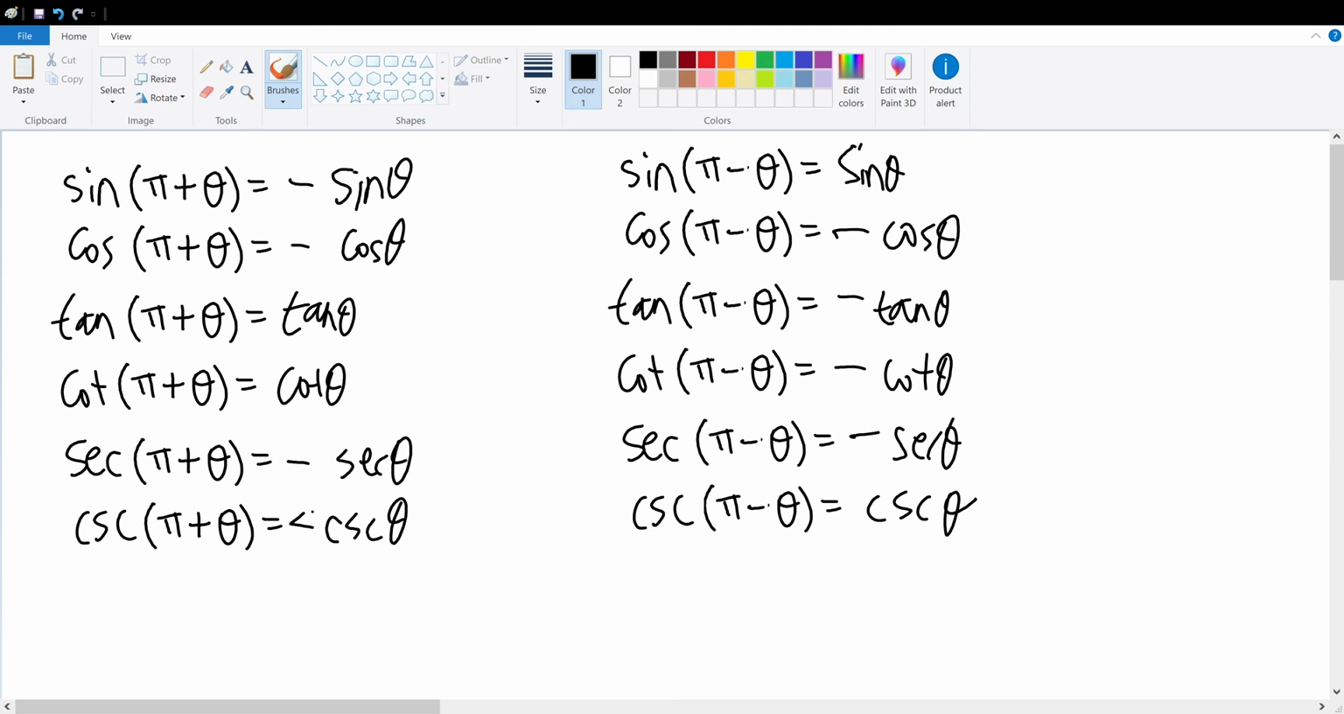And notice that for each of the respective trig of pi plus or minus theta, whether the resulting trigonometric function is positive or negative depends on the quadrants, and this holds true for all of the complementary and supplementary properties, which in this video we're going to be wrapping up. In the next video we're going to be wrapping up the supplementary property as a whole with the trig of 2 pi plus or minus theta.